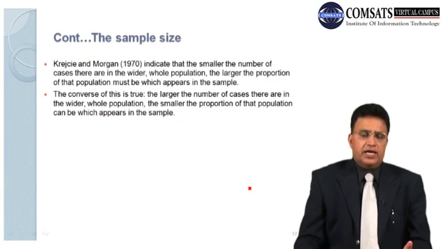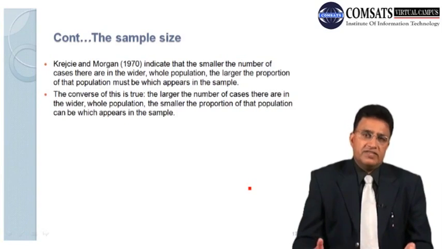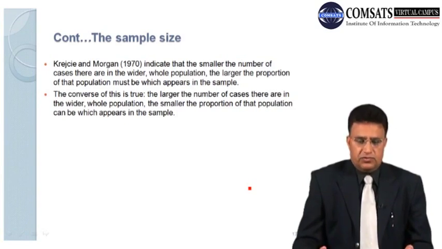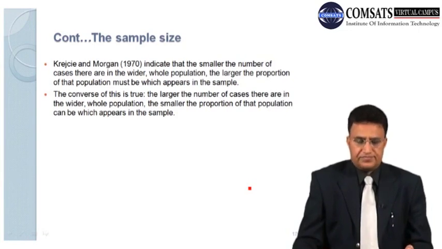So Krejcie and Morgan indicate that the smaller the number of cases there are in the wider whole population, the larger the proportion of that population must be which appears in the sample. The converse, or the opposite of this, is true. The larger the number of cases there are in the wider whole population, the smaller the proportion of that population can be which appears in the sample.